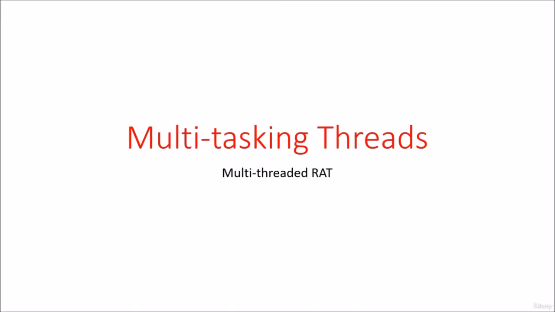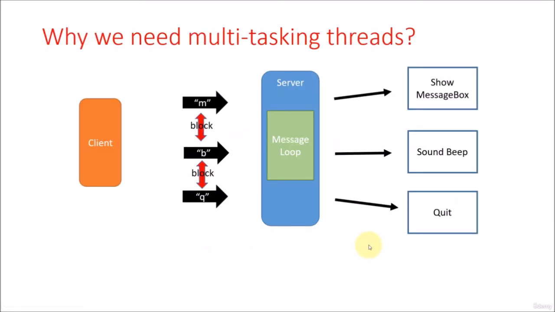Hello and welcome back. This is a new lesson where we look at multitasking threads. Multitasking threads are useful for creating a multi-threaded RAT. Why do we need to have multitasking threads? Let's take a look at our previous design for our RAT.